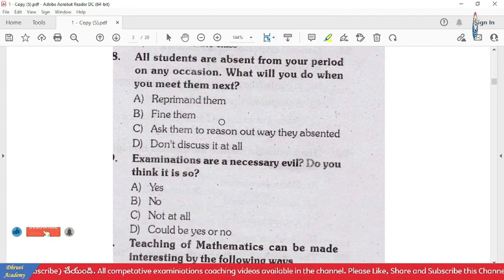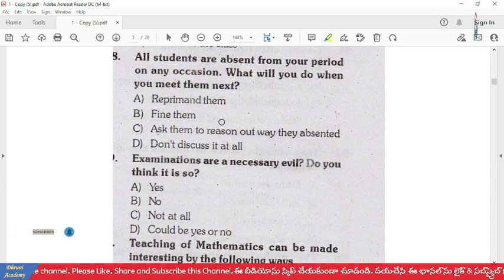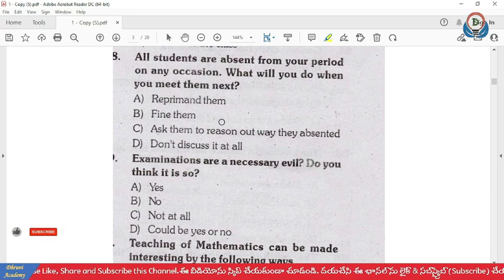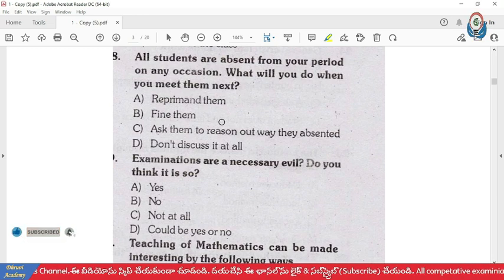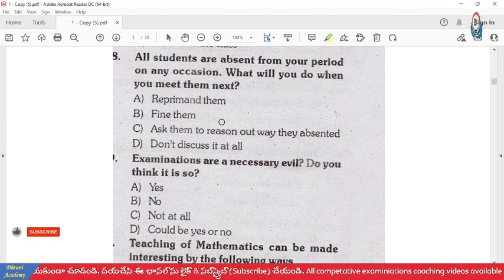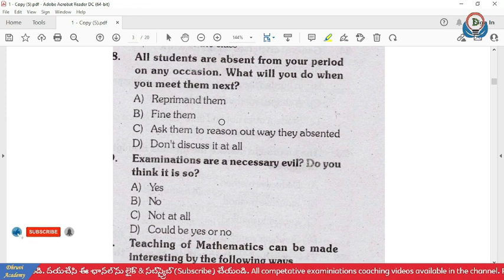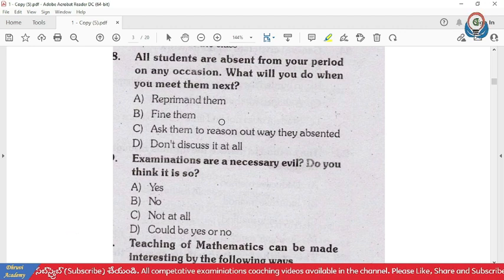All students are absent from your period on any occasion. What will you do when you meet them next? A, reprimand them. B, fine them. C, ask them to reason out why they were absent. D, don't discuss it at all. Which is the right answer?